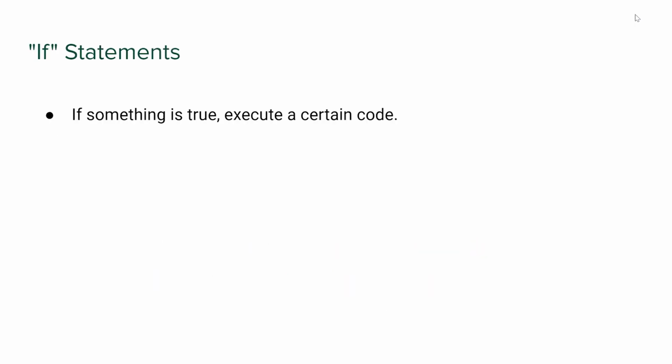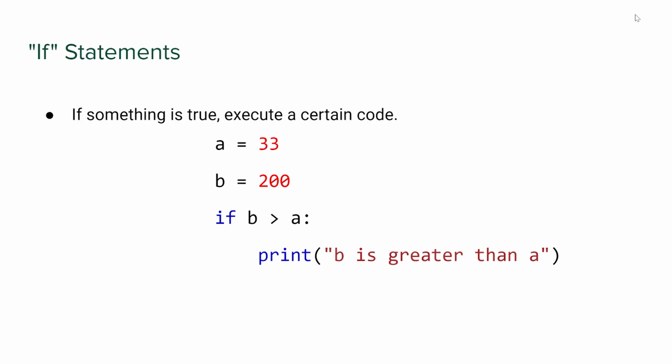So now we come to if statements. Remember how I was talking about booleans? This is where if statements come in. In an if statement, we say if something's true, execute a certain code. This is what we call a conditional statement, whereby when a condition is satisfied, then and only then will the code run. So here's an example of a conditional statement, an if statement specifically.